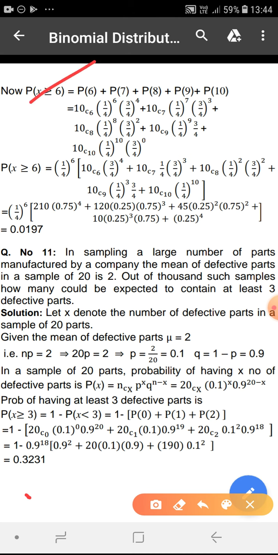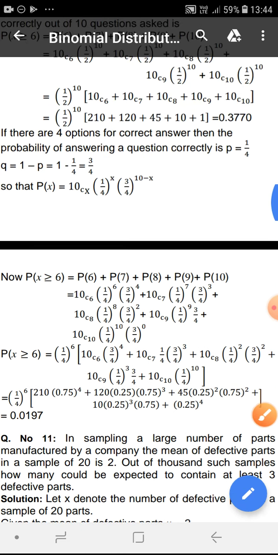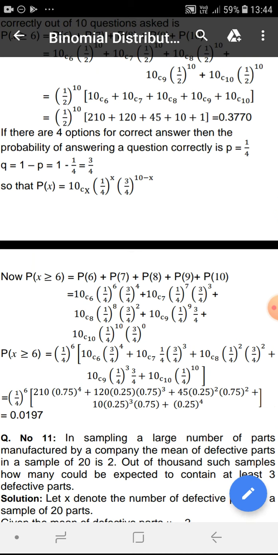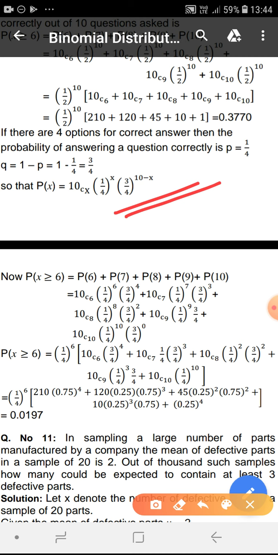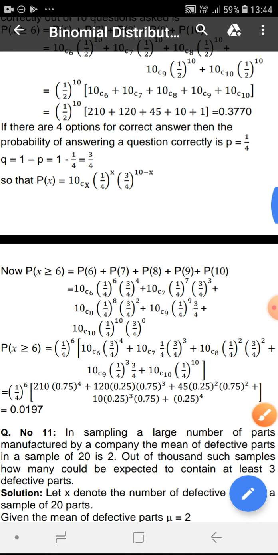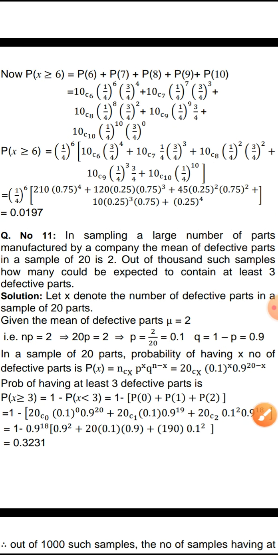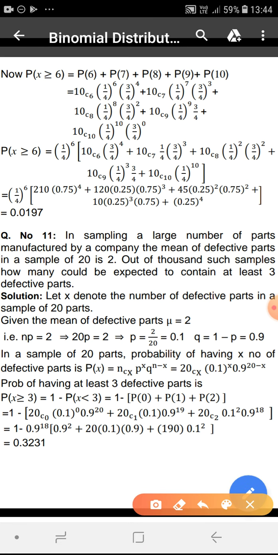Just like the previous step, P of 6 plus P of 7 plus P of 8 plus P of 9 plus P of 10. For each of these probabilities, you have to put x as equal to 6, x as equal to 7, x as equal to 8, x as equal to 9 and x as equal to 10. In this formula, P of x is equal to 10Cx into (1/4)^x into (3/4)^(10 minus x). Substituting and then calculating, finally the probability of answering at least 6 questions correctly when there are 4 options for the answer will be 0.0197.